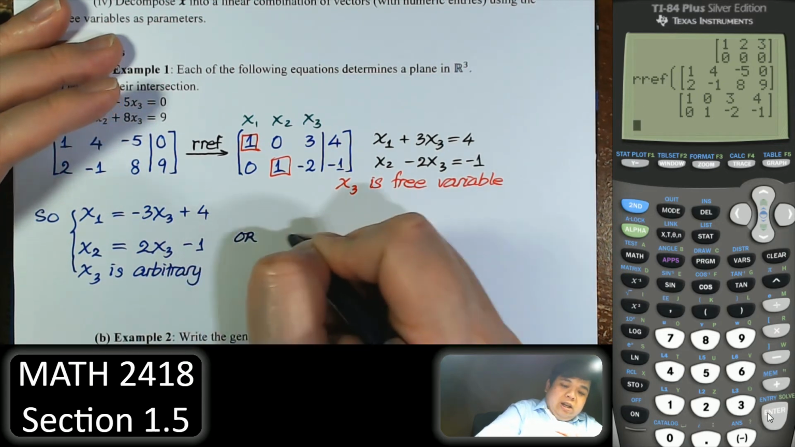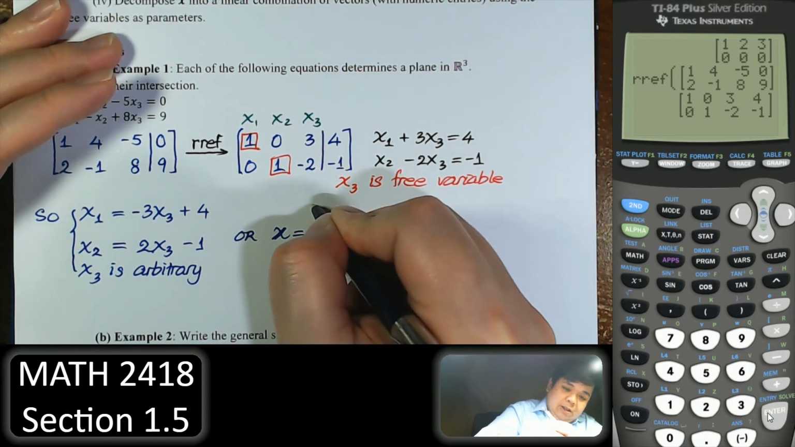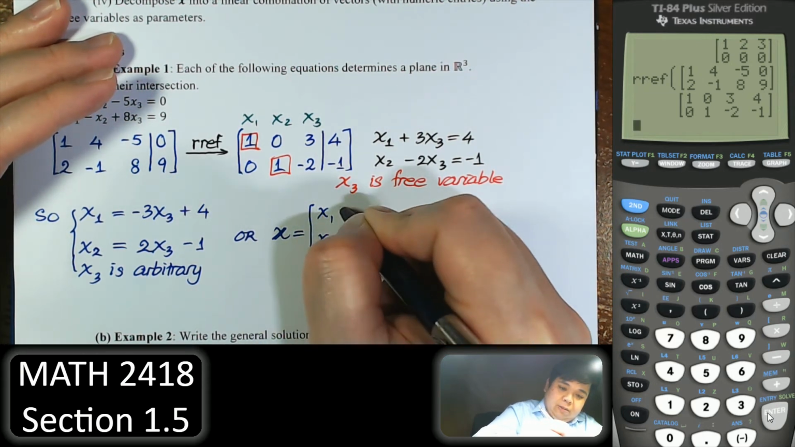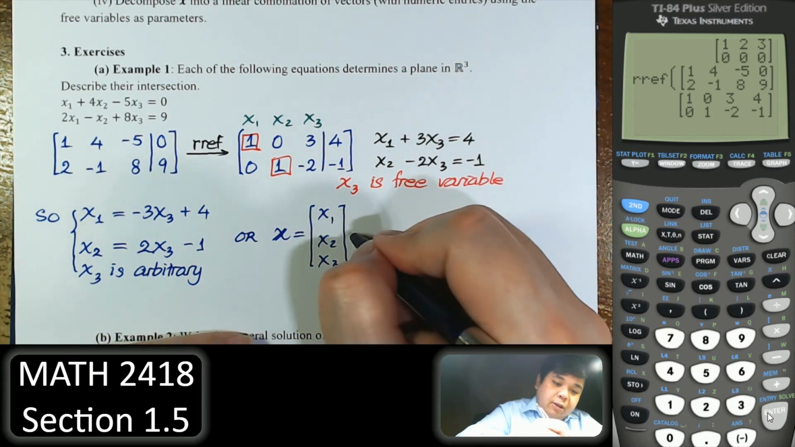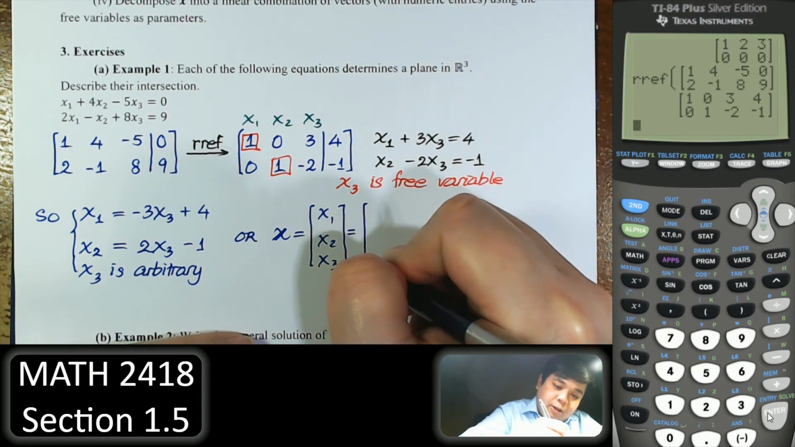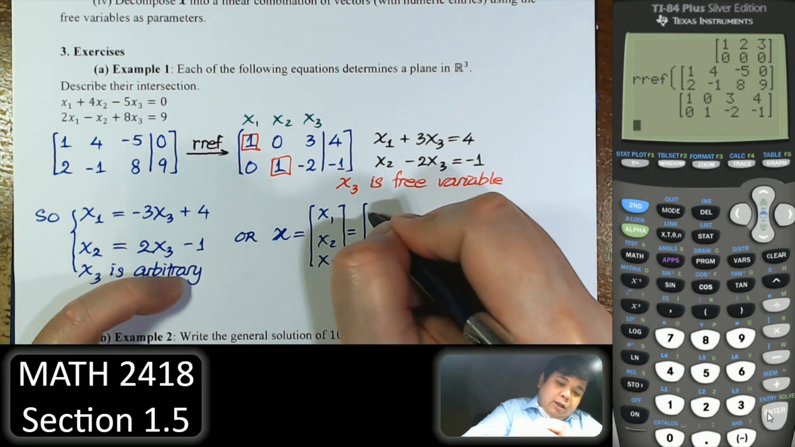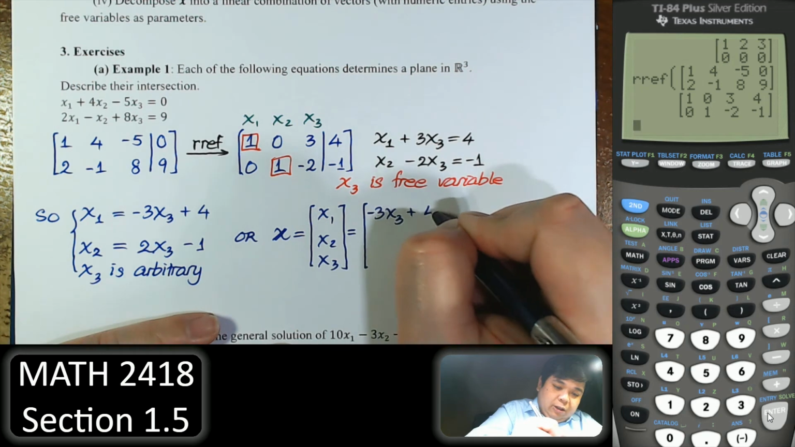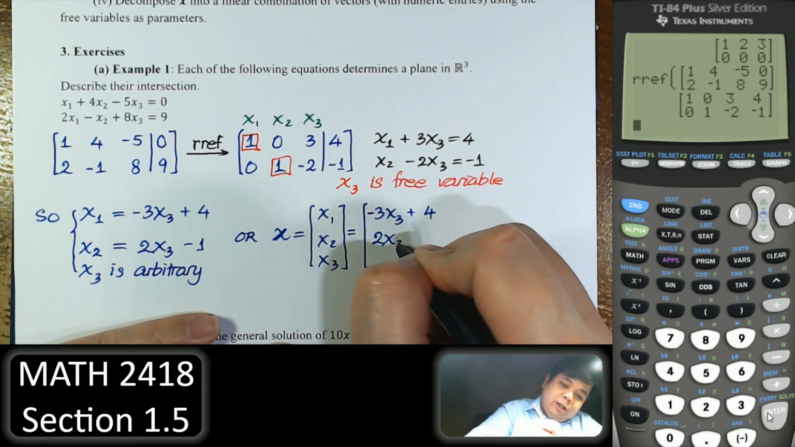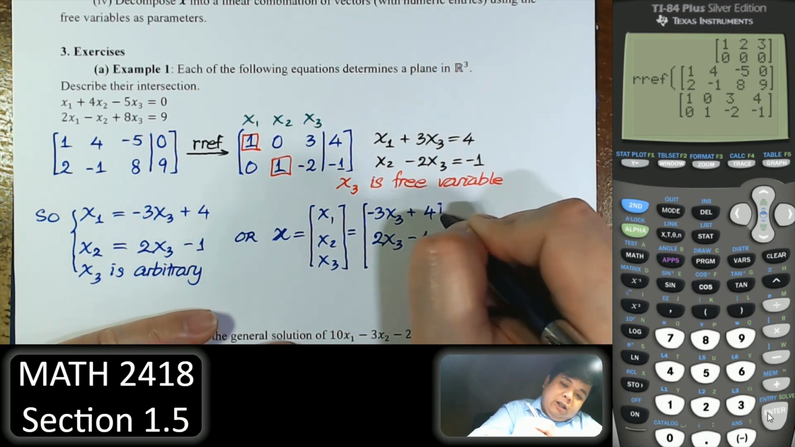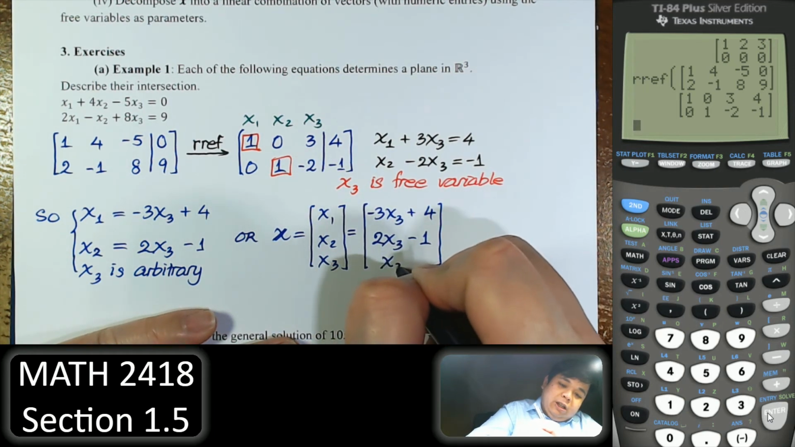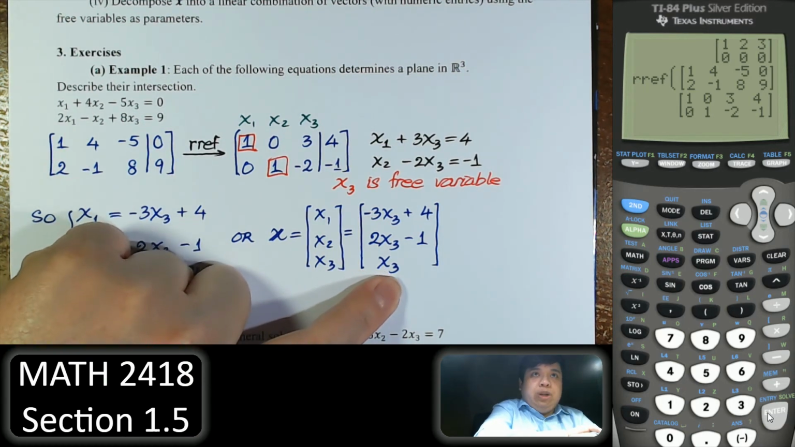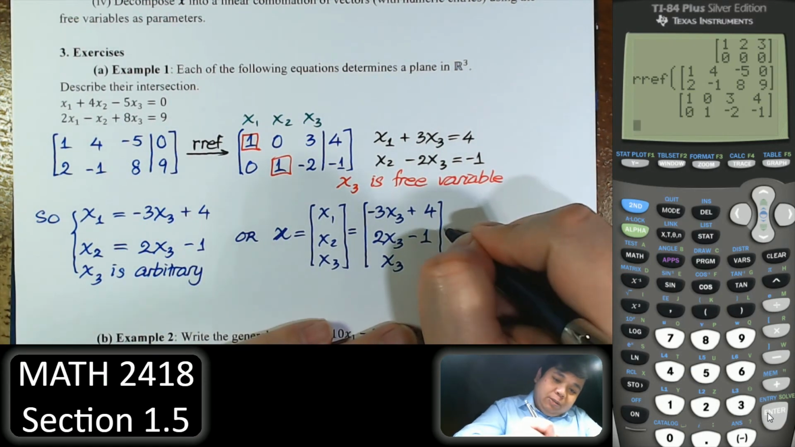Or we can write this as a vector. Negative 3x3 plus 4, 2x3 minus 1, and x3 is arbitrarily chosen, so x3 could be anything, but just say x3. Now I'm going to split this in two.